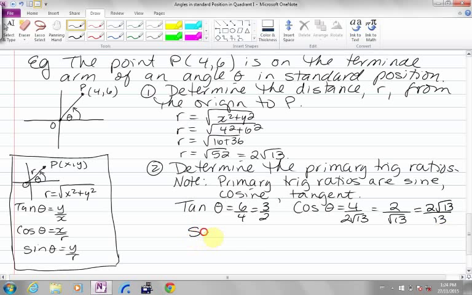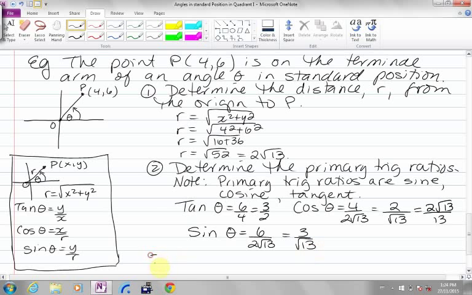And then the last ratio, sine theta, will be? 6 over 2 root 13, which reduces to 3 over root 13. Perfect.